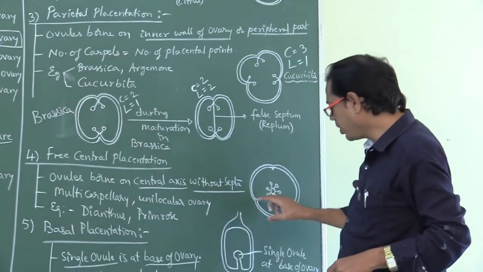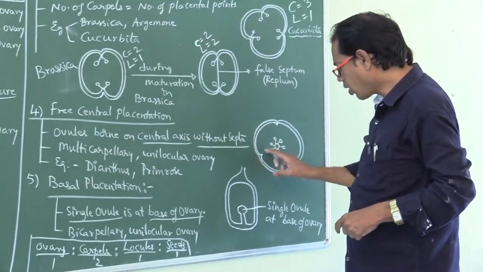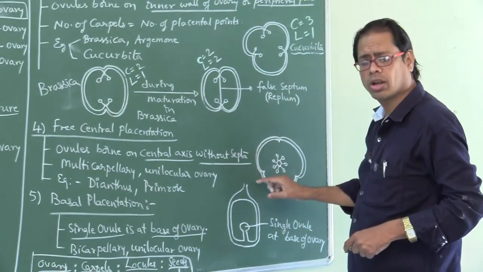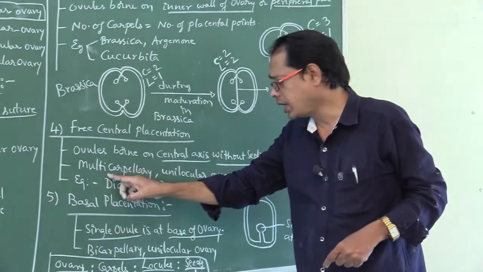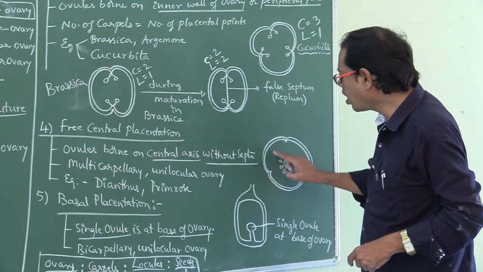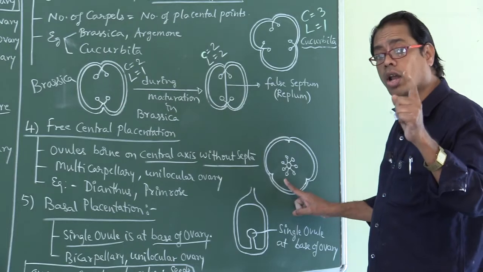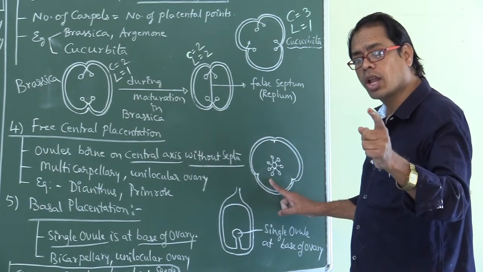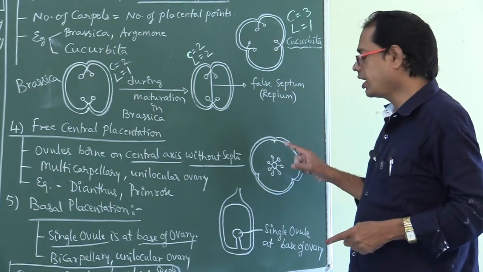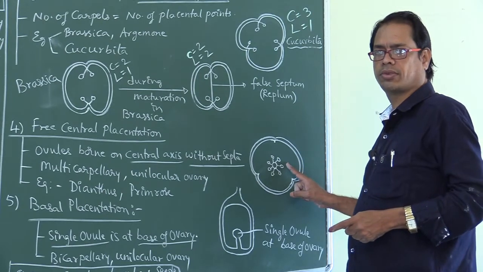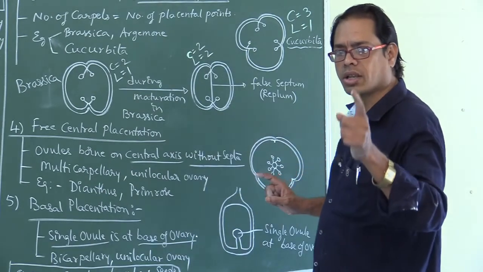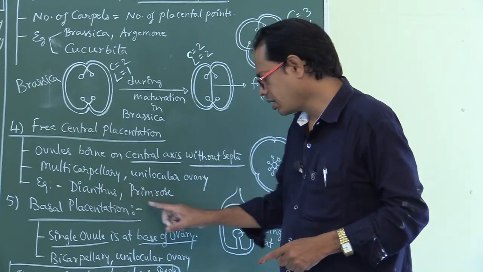So how many carpels? Actually according to this diagram, 3 I have drawn. So generally, multicarpellary unilocular ovary, very very important. Multicarpellary unilocular ovary is found in free central placentation. Example, Dianthus, primrose.